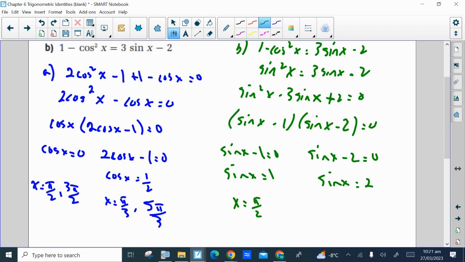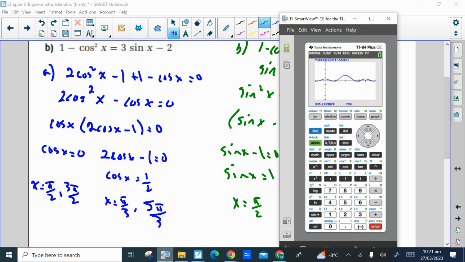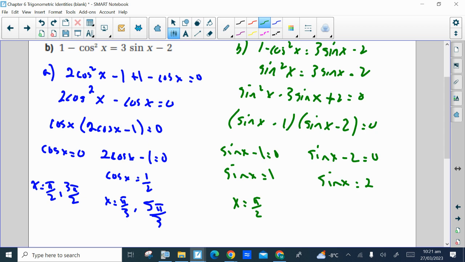Sine of x doesn't equal 2 on the unit circle though. But remember, just because a value isn't on the unit circle doesn't mean we can't get answers. If we tried to find the inverse sine of 2, we get an error. And remember, that is because the graph of sine x only goes up to 1 and down to negative 1. It never goes up to 2. So there's no solution for that one. Our only answer should be pi on 2.